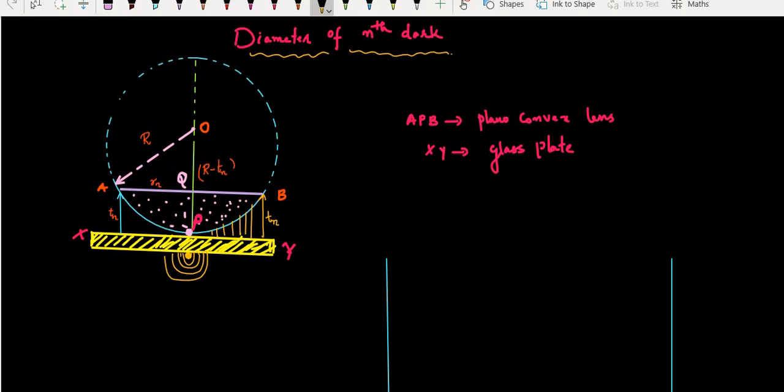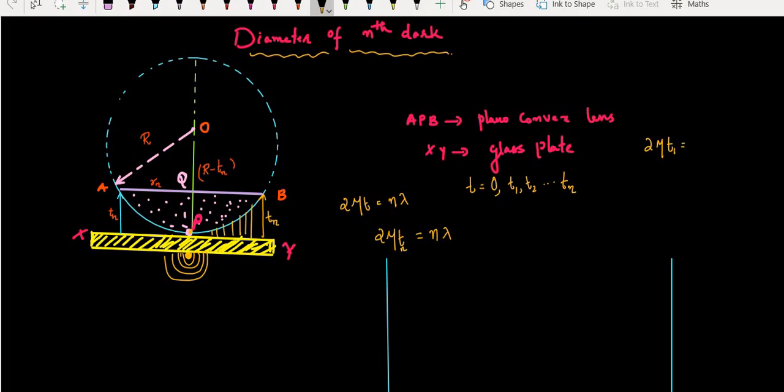So we have a general equation which we derived in the earlier video, which is 2 mu T is equal to n lambda, where mu is the refractive index of the air, T is the thickness of the air film, which is not constant but varying, n is the order and lambda is the wavelength. This equation can be written a little more specifically. T starts from 0, because there is no air film at the point of contact, and then goes to T1, T2, up to Tn. So we can write this equation as 2 mu Tn is equal to n lambda.